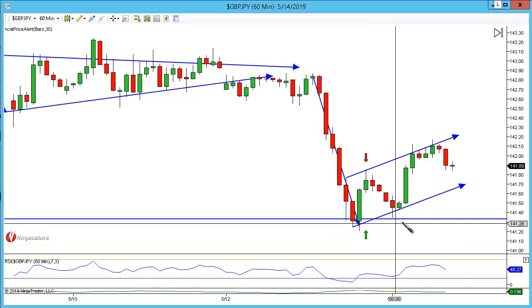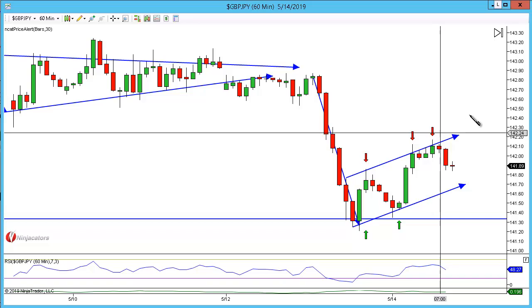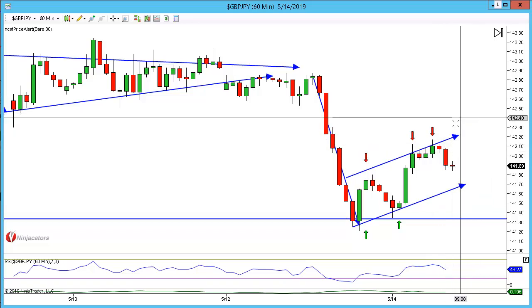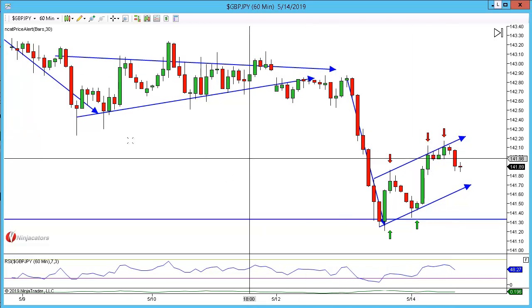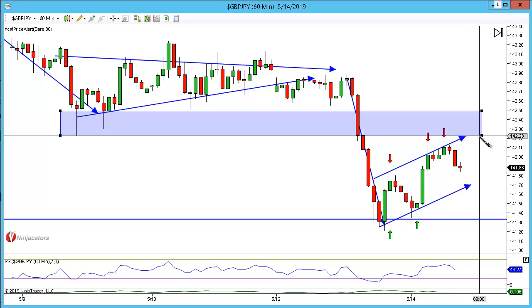1, 2, 3, and here is the 4th, and you can see we hugged that trend line before putting in a big lower close. The only concern for me was I would have expected price to come up into the wicks just here. We've actually failed to do that.